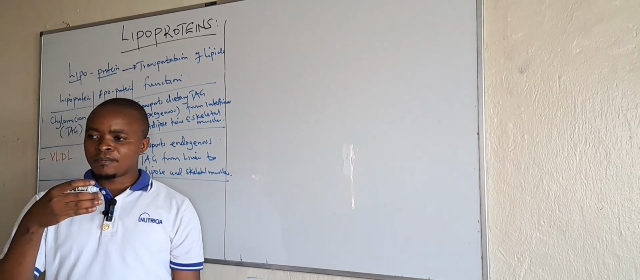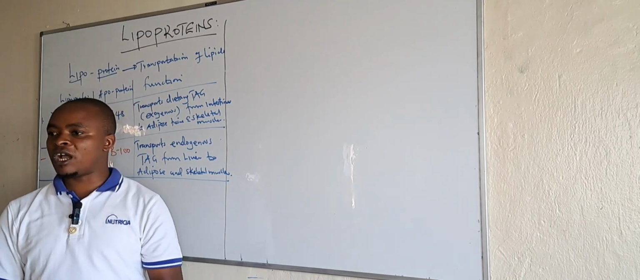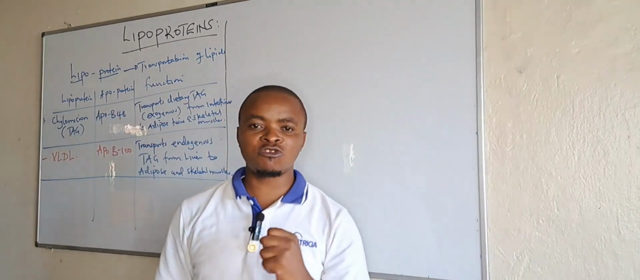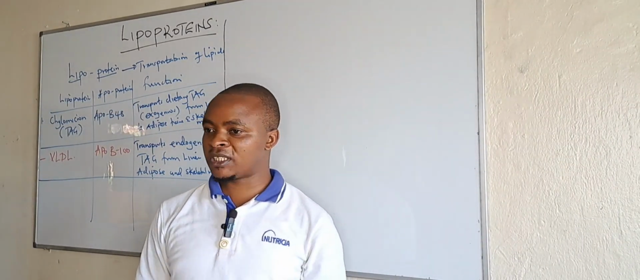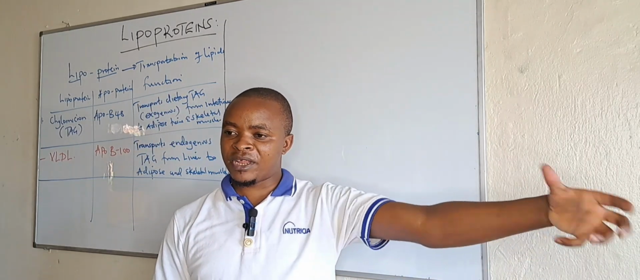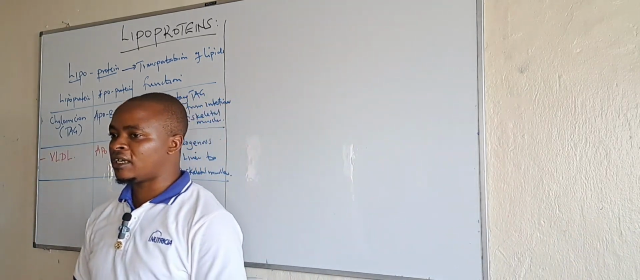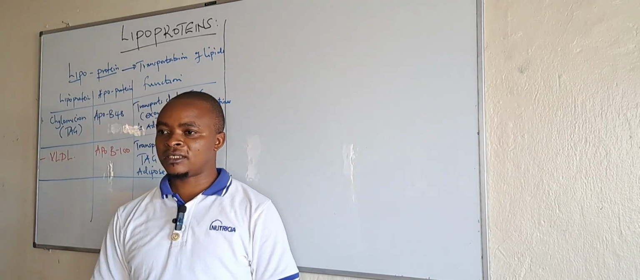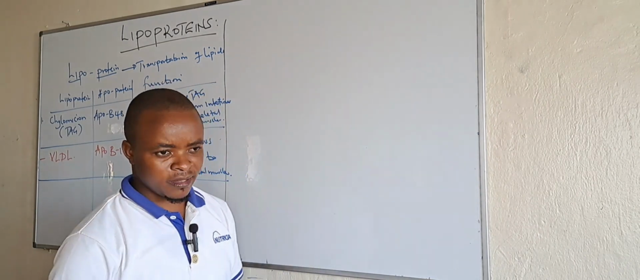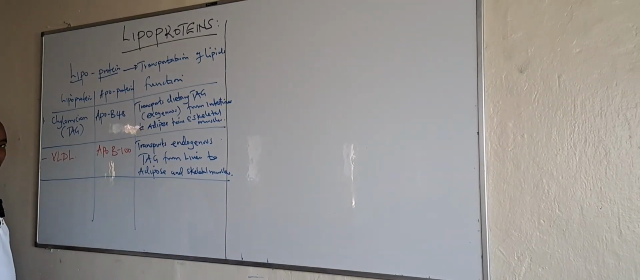Any fat formed during lipogenesis, any triglycerides synthesized in the liver, are transported by very low density lipoprotein. As we have seen, the chylomicron brings in the dietary, the exogenous, but the very low density lipoprotein transports the endogenous triglycerides, the ones synthesized by the body. That is the role, and the major apoprotein is ApoB100.